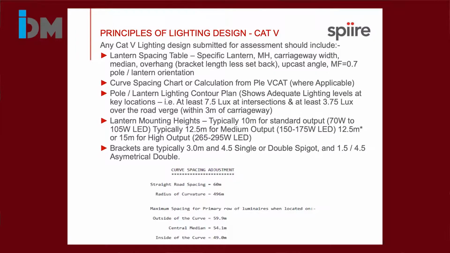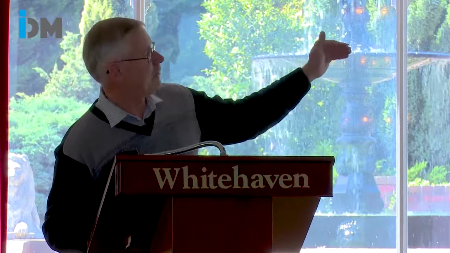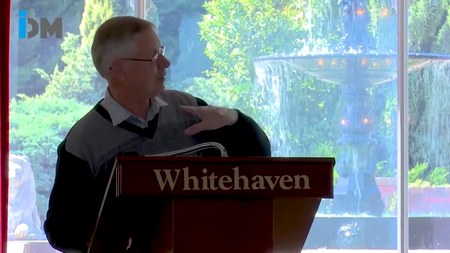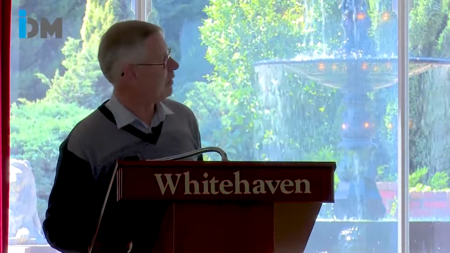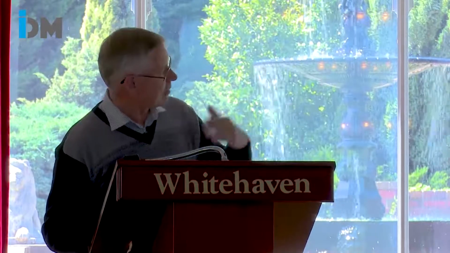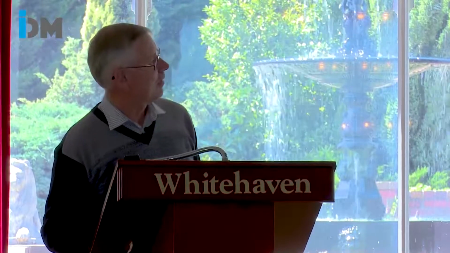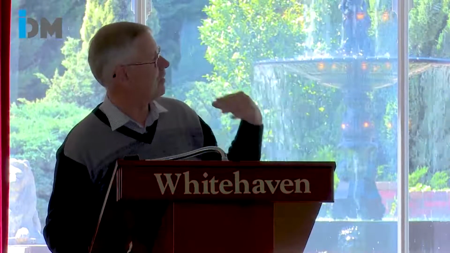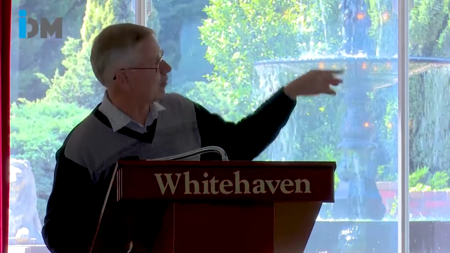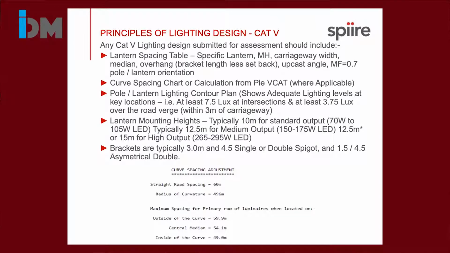And these are basically replacements respectively for your 150 sodiums, which is your orange light, which you still see around in a lot of older areas, or not so much older, probably anything more than 6 or 8 years old, will probably still have high pressure sodium lanterns. So your 150s, your 250s and your 400s, these LEDs are a direct replacement for those. And your brackets are typically 3 metre or 4.5 metre single or double spigot.